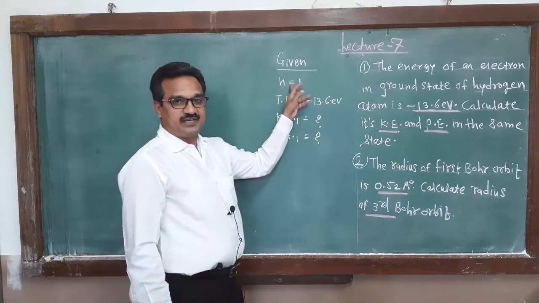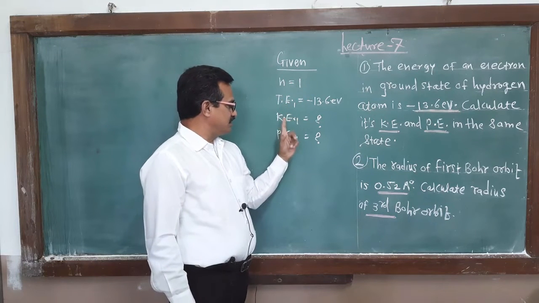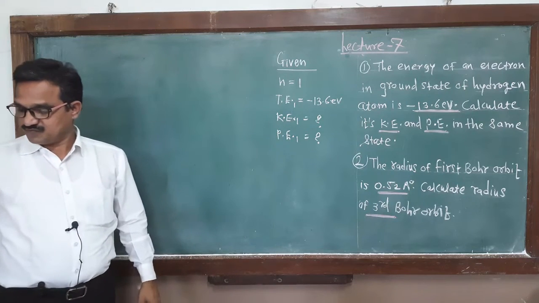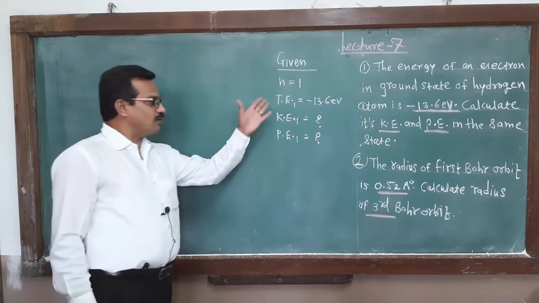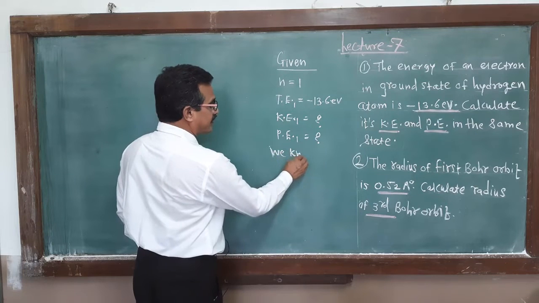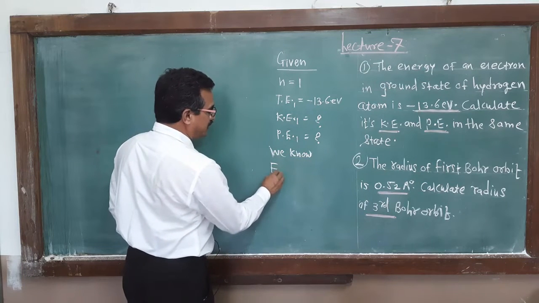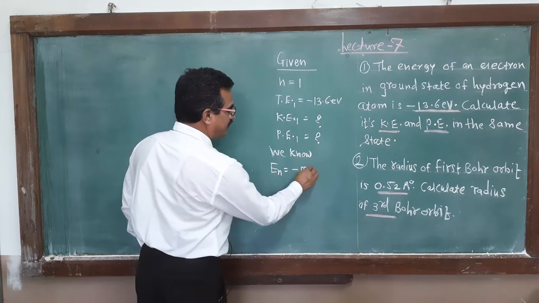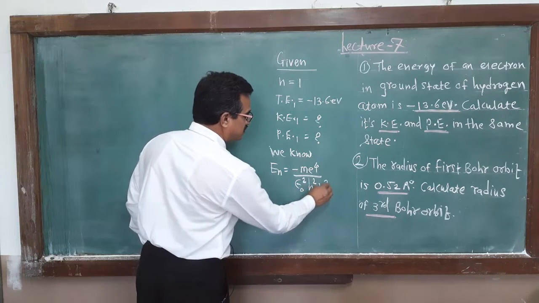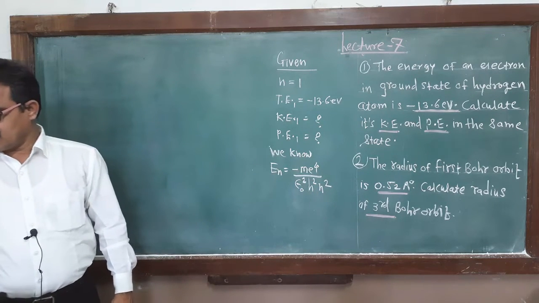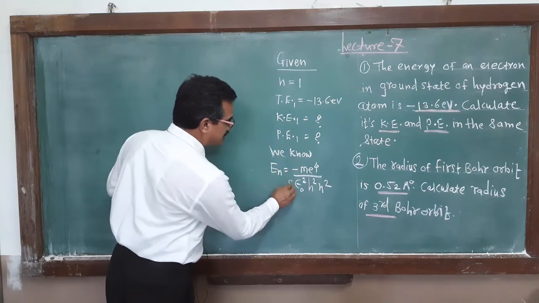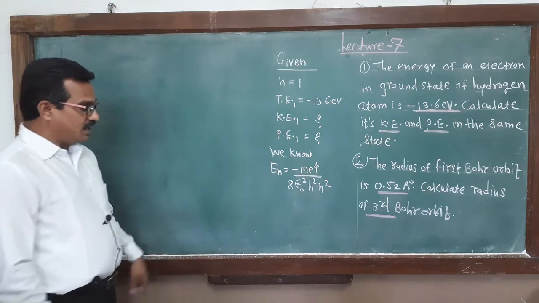Okay, first orbit n is equal to 1, total energy is given, and we want to find the kinetic energy and potential energy. For finding this, we know the formula for total energy in the nth orbit. Energy in the nth orbit is equal to minus m e raised to 4 divided by 8 epsilon 0 square h square n square. This is the formula for the energy of an electron in the nth orbit.